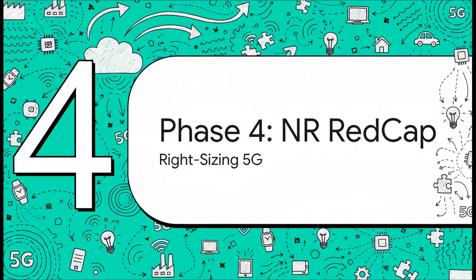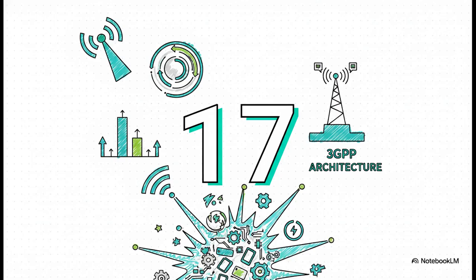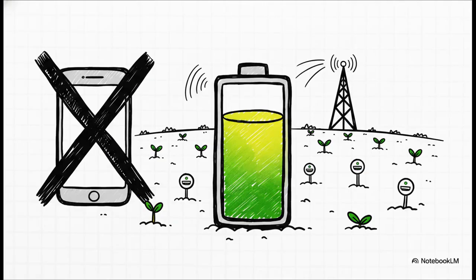On to Phase 4, right-sizing with NR-RedCap. So, as these standards evolve, the architects hit a massive wall when it came to cost and power, specifically when trying to connect millions of simple IoT devices. To solve this, 3GPP Release 17 introduces an incredible breakthrough. Enter NR-RedCap, which stands for Reduced Capability.